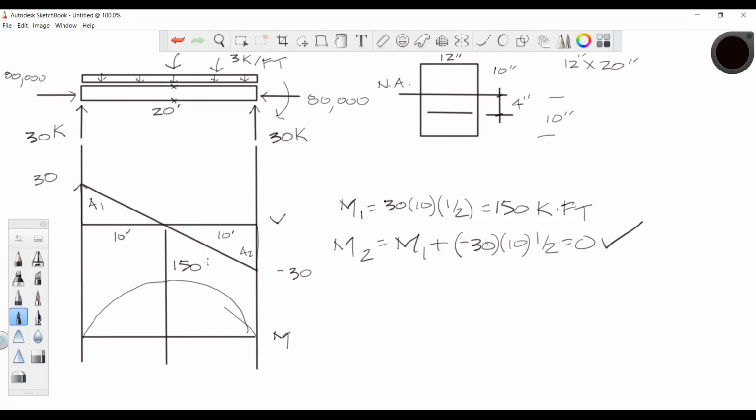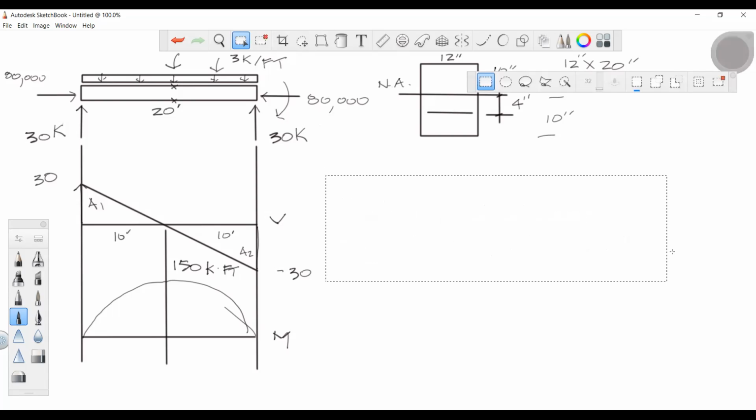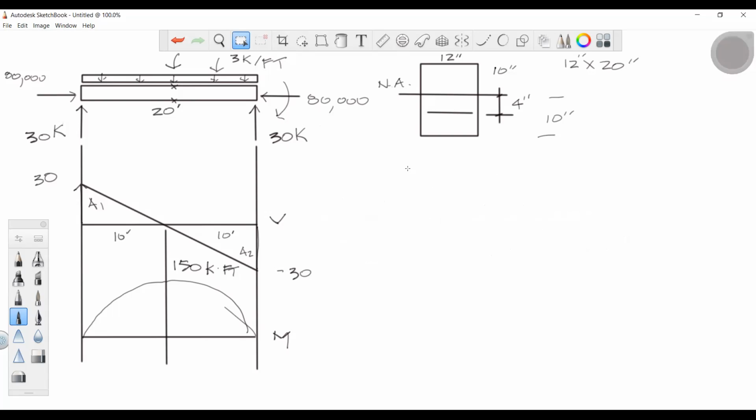What I want to now do is calculate the bending moment due to the load, okay? So I'm going to clean this up. We don't need that anymore. We're good with that. So we can calculate bending moment due to the load. We'll call this bending 1.